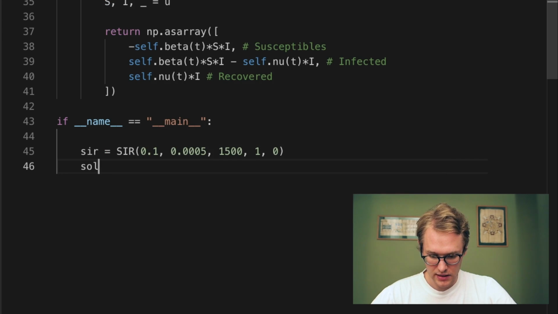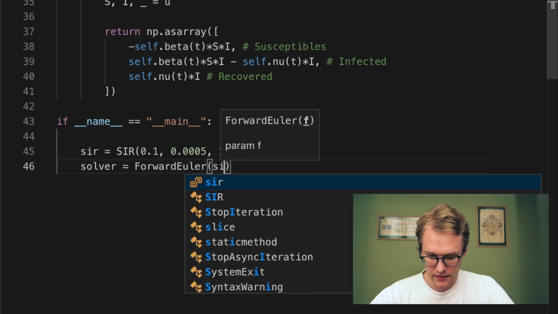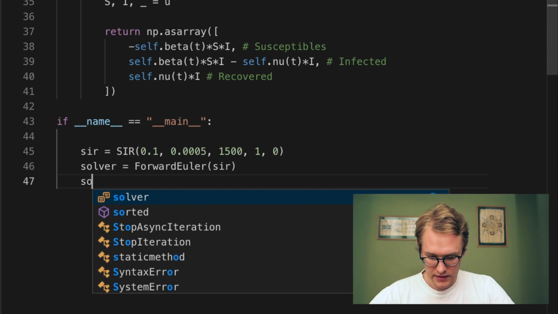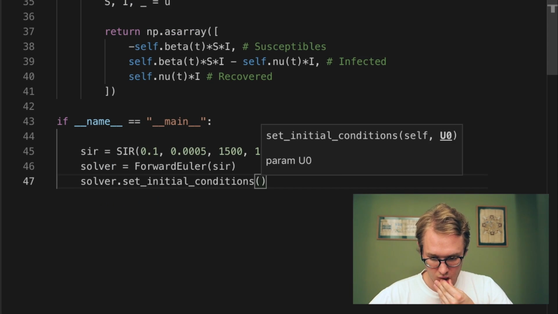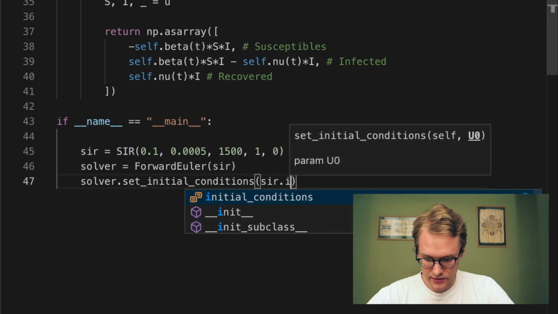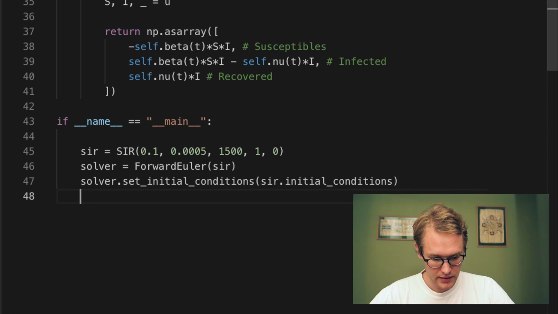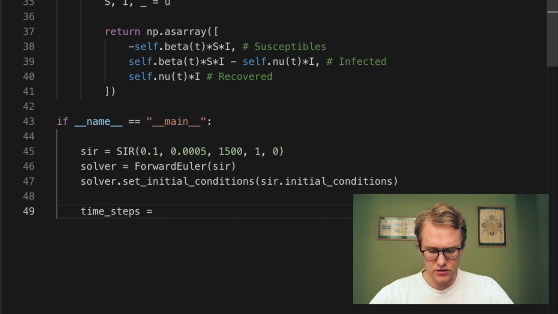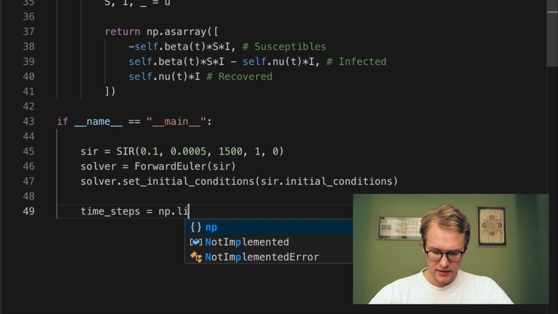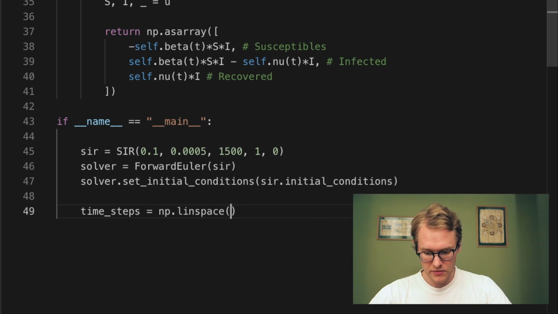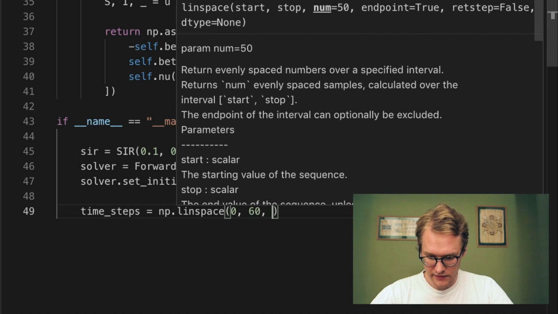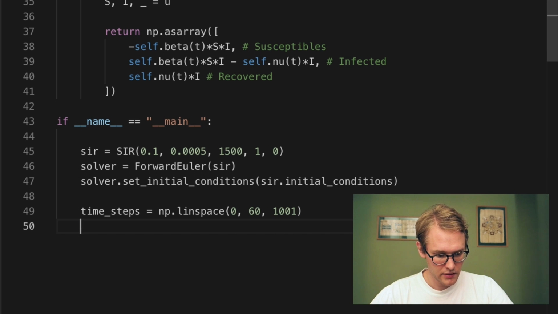And we'll need a solver, and that will be our forward Euler, which needs a problem there. And we need to set initial conditions. So what do we do? Yeah, SAR.initial_conditions, and that should be it. And now we need to define some time steps. So I think it makes sense to pretend that these are days. Typical flu seasons, 2 months or something, so from 0 to 60 days, and we'll have a resolution of 1000. Our U and our T, and now we are actually going to solve it.